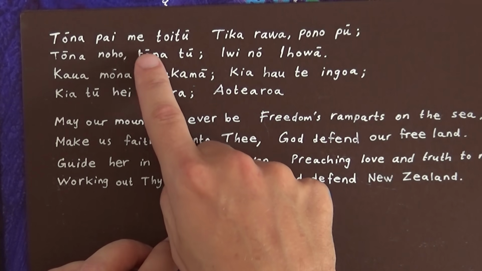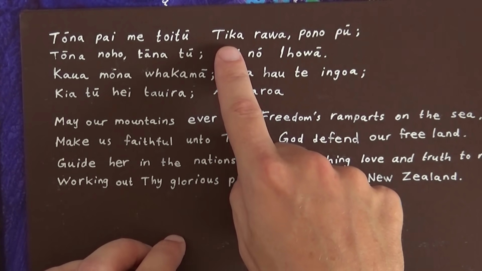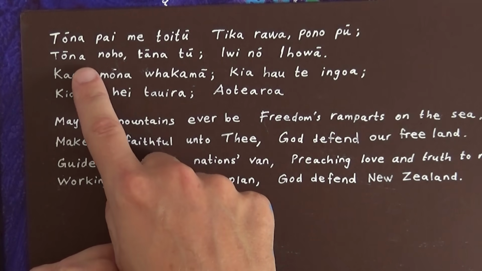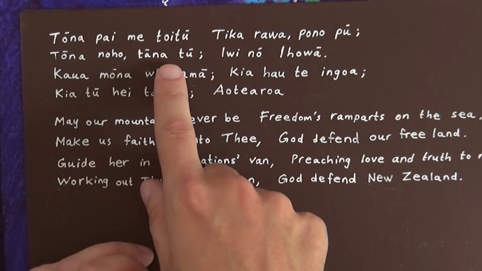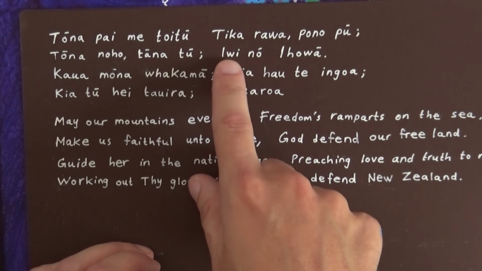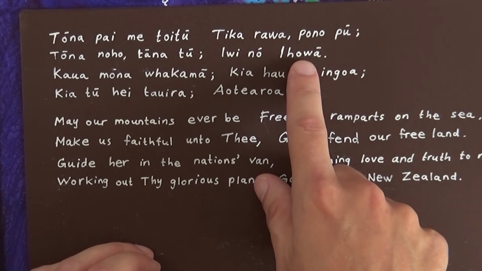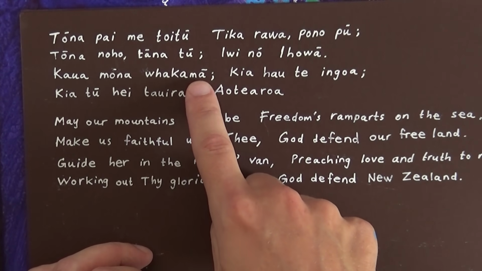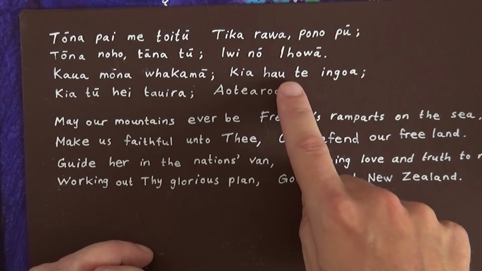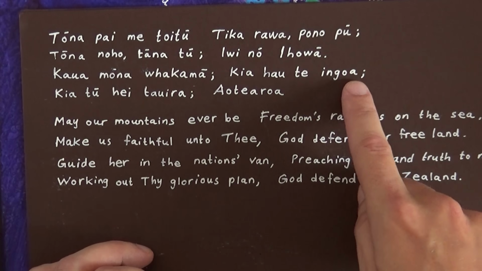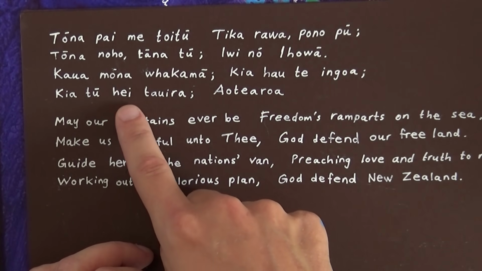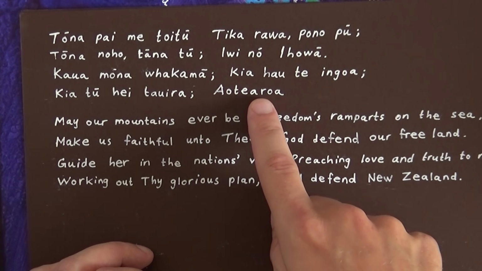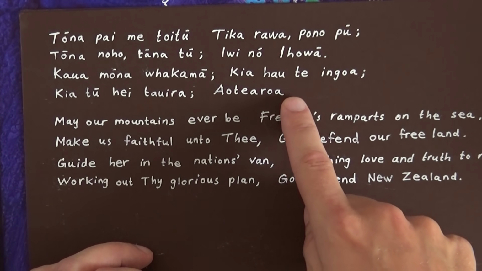Tōna pai me toitu, tika rawa ponopono, Tōna no tōna tū, iwi no Ihowa, Ka whakamana, whakamā, kia Aotearoa, kia tūhono, tāwhiri, Aotearoa.